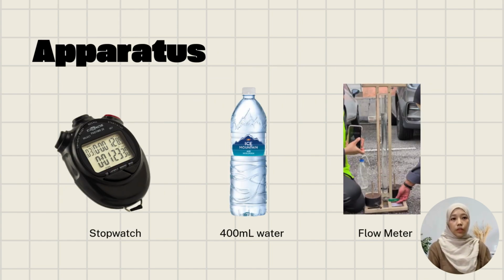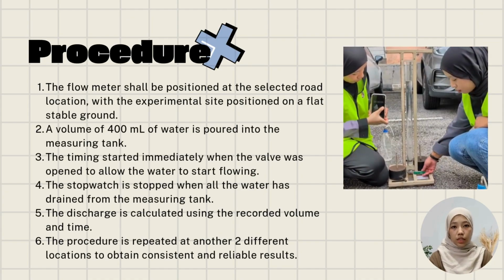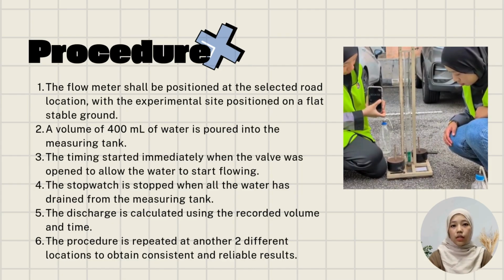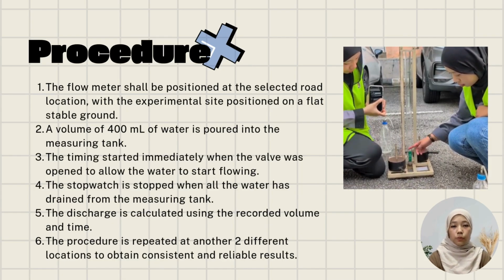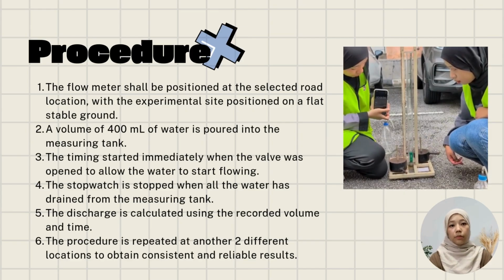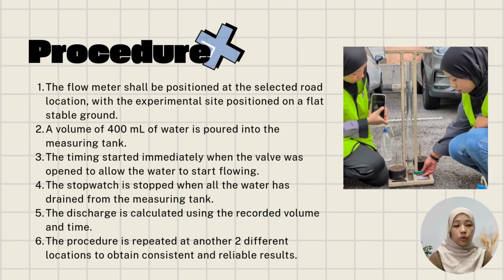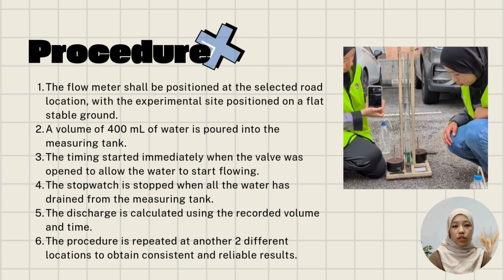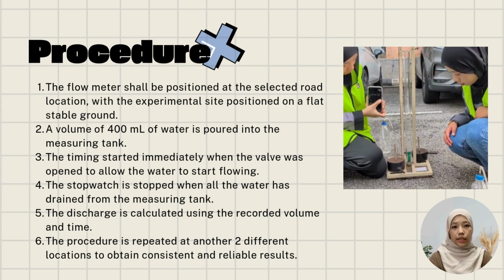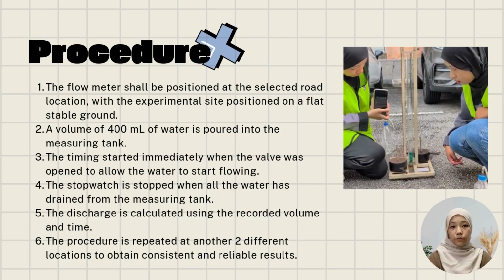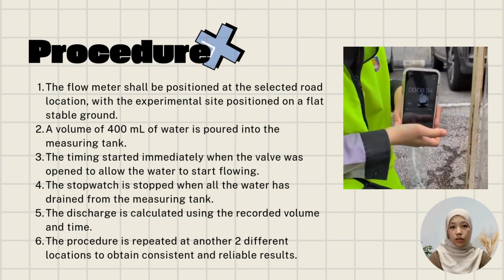So these are the apparatus used in this test. We need the stopwatch, 400 ml of water and the flow meter. To do this test, the flow meter shall be positioned at the selected road locations, with the experimental site on flat, stable ground. Second, a volume of 400 ml of water is poured into the measuring tank, and then the timing started immediately when the valve was opened to allow the water to start flowing. Next, the stopwatch is stopped when all the water has drained from the measuring tank, and then the discharge is calculated using the recorded volume and time. And lastly, the procedure is repeated at 2 other different locations to obtain consistent and reliable results.